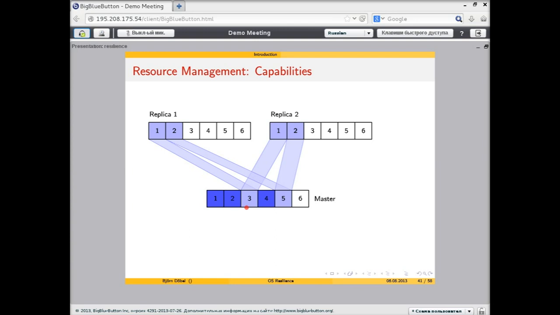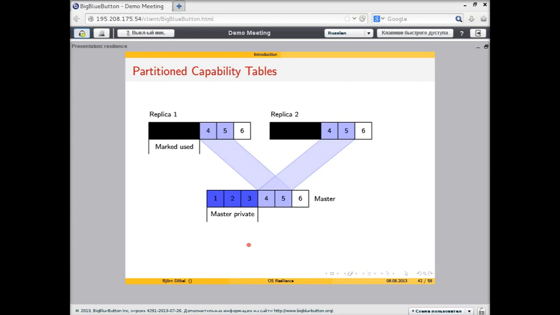real integer values from capability slots, unless, of course, you write the master in a way that it is aware of any kind of system call your application can perform. But in this case, you have to rewrite your master for every application, and this is a hard thing to do. So we need some other way of managing capabilities in our system. And the way we do it is we partition the capability space.